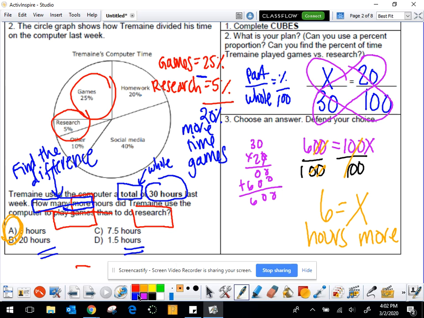Another way you could have done this, or, this is a big or, you could have also done 30 times 0.2 and gotten the same answer. So that's just another way to do it. Just don't forget your decimal when you're multiplying.